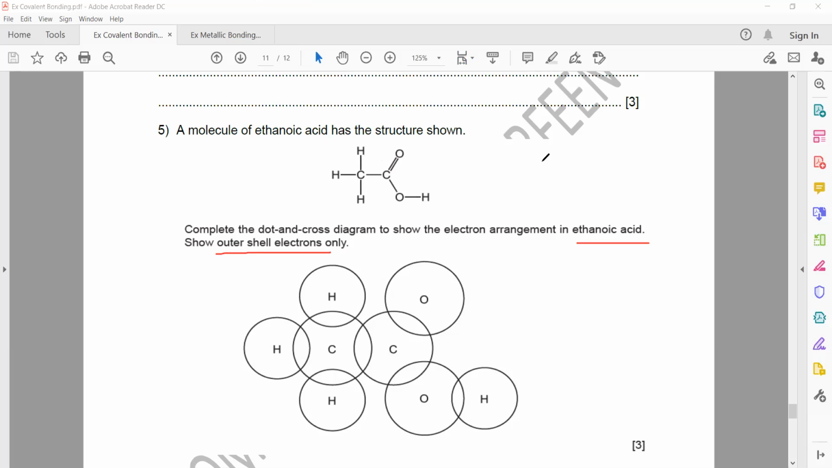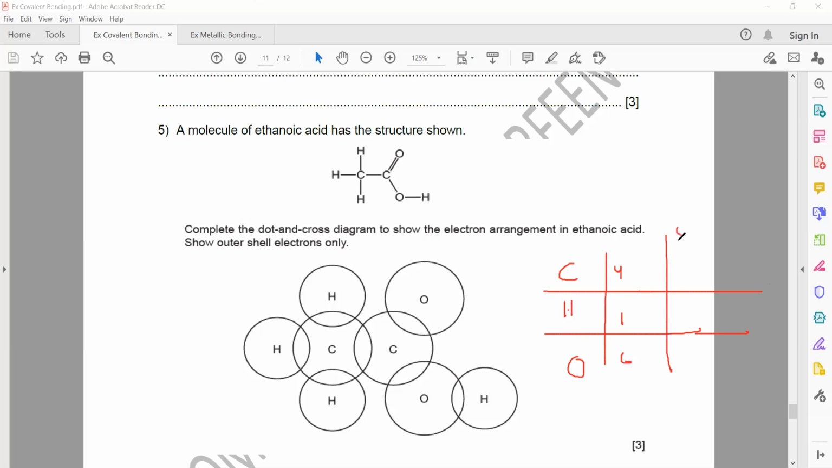Each line, I told you, each line represents a pair of electrons. So if there is a single line, it means there are two electrons. If there are two lines, it means they have four electrons between them, or four shared electrons. So how do we represent this? Because as you know, carbon belongs to group 4, hydrogen belongs to group 1, and oxygen belongs to group 6.